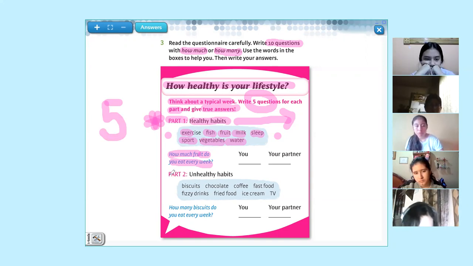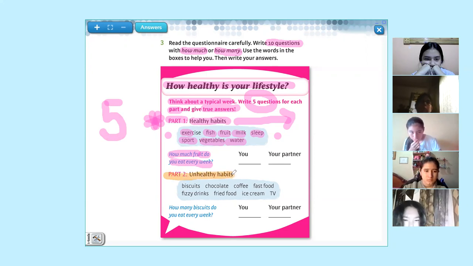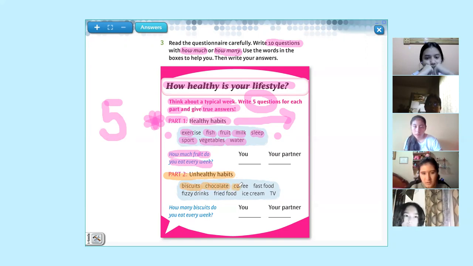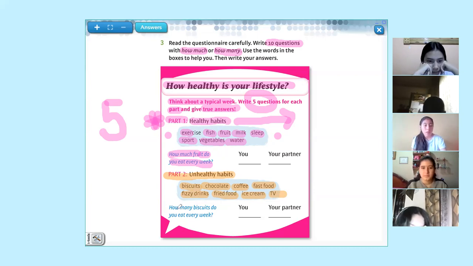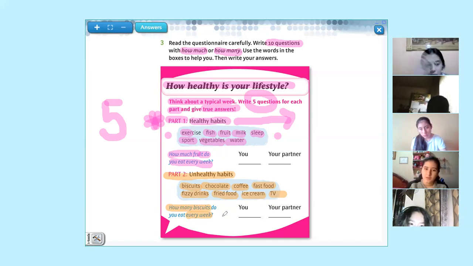Part number 2, Nayeli. Unhealthy habits. Biscuit, chocolate, coffee, fast food, fizzy drink, fried food, ice cream, TV. Biscuits, fizzy drinks, okay? Those are fried food. What is the example of the question? How many biscuits do you eat every week? Repeat the question. How many biscuits do you eat every week?